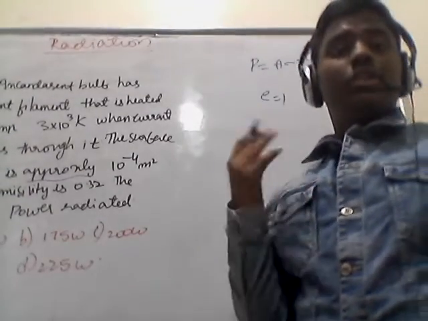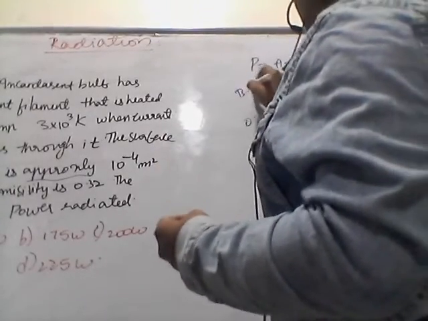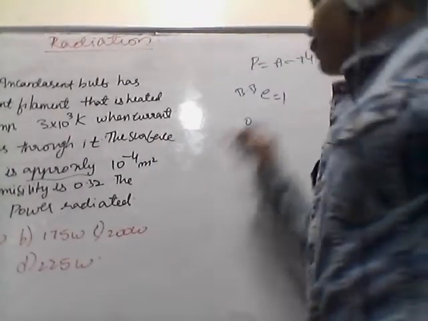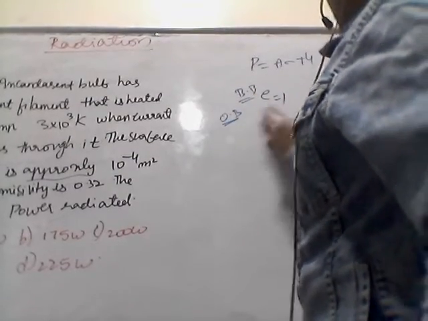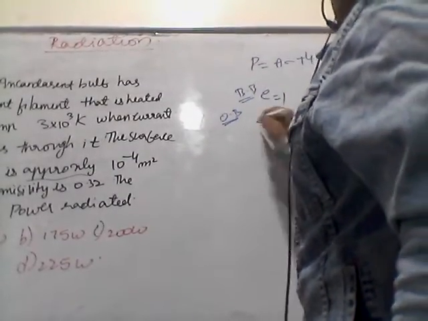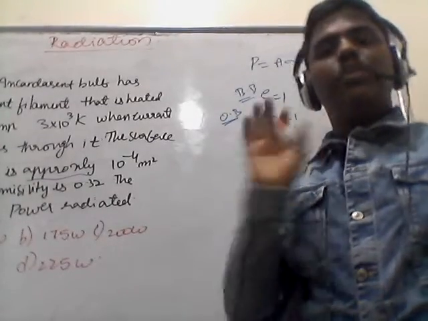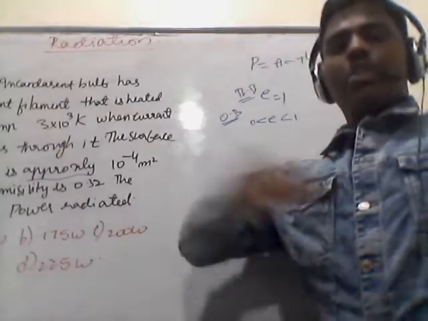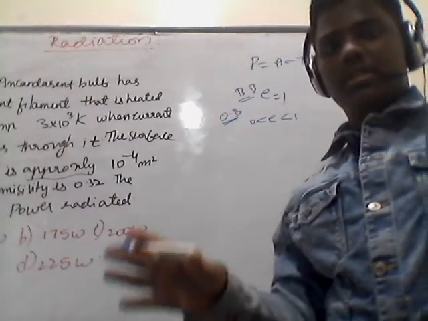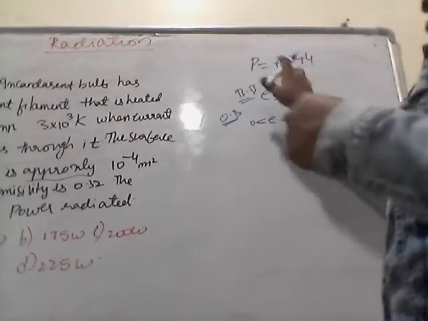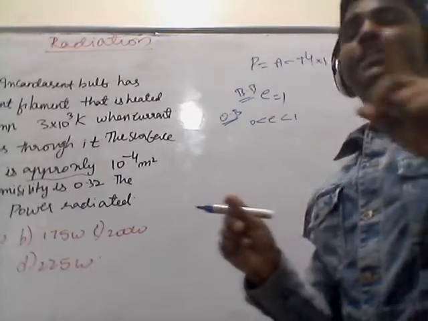Then what about ordinary bodies? This is for a black body. For ordinary bodies, the emissivity lies within 0 to 1. It cannot be negative, and it cannot be more than 1. 1 is the maximum emissivity, which is given to the black body. So that's the reason why I didn't write emissivity here, because for a black body emissivity is 1.